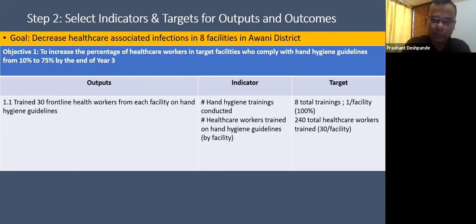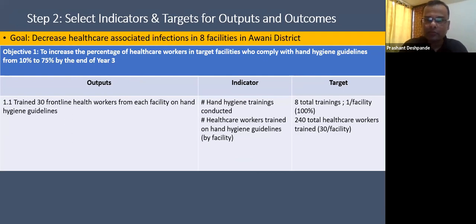Now we'll come to target portion. Since step 2 is to develop indicators and targets, we develop indicators and then we can have the target. So hand hygiene indicator was number of hand hygiene trainings conducted. So we can set up targets, 1 per facility, that is total 8 trainings. Then indicator was a number of healthcare workers trained on hand hygiene guidelines.